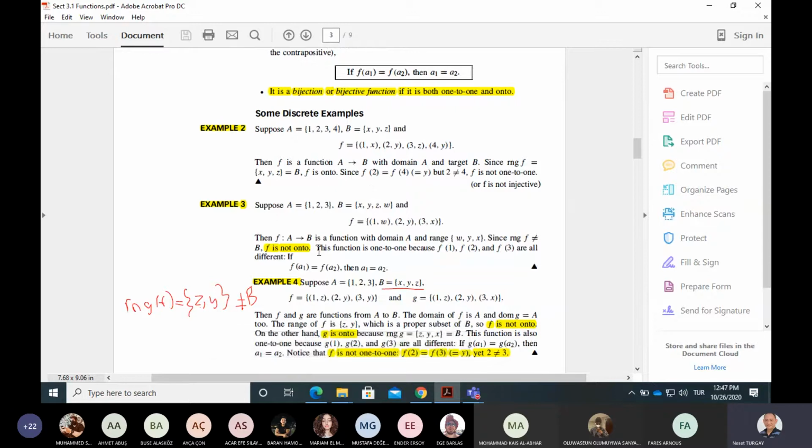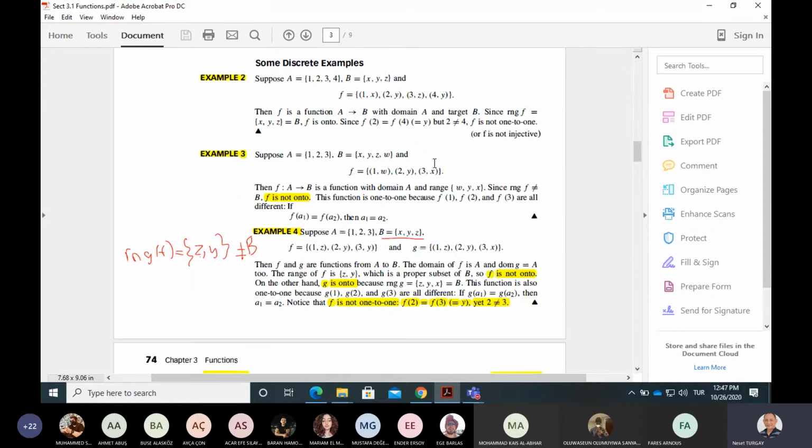Look at this one. This is domain A, target B. Range is what? The range is these guys, X, Y, Z. So target and range are the same, so it's onto. Now, is it one-to-one? No, because f of 2 and f of 4 are the same, as you see, they both go to Y, but 2 is not the same as 4. So it's not one-to-one, so f is not bijective.